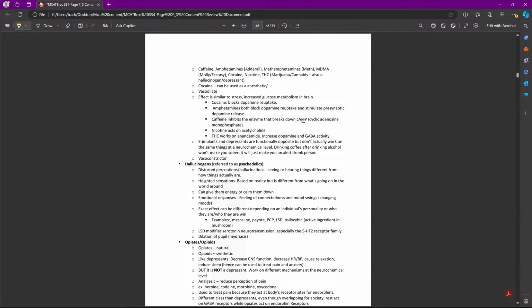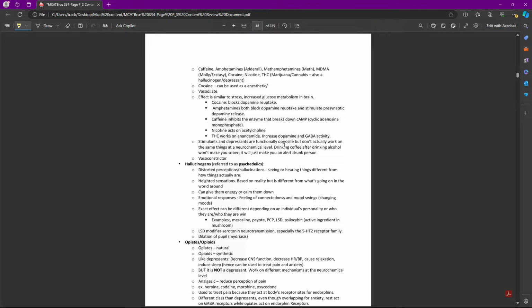Caffeine inhibits the enzyme that breaks down cAMP, cyclic adenosine monophosphate, which promotes gluconeogenesis because it phosphorylates things. Nicotine acts on acetylcholine. THC works on anandamide, increasing dopamine and GABA activity.